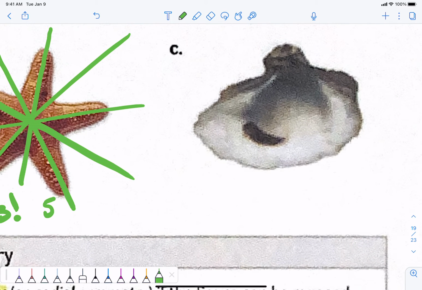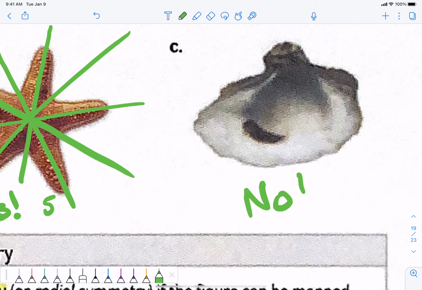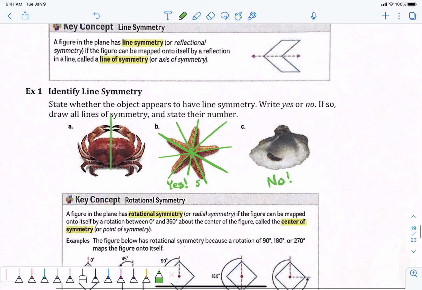C? No, he does not. And then we're done for that one. So that is line symmetry. Not too bad. It's pretty darn easy.